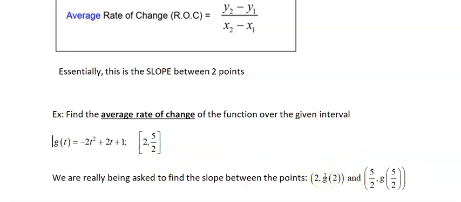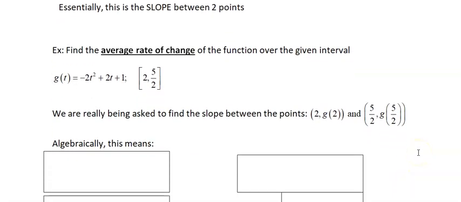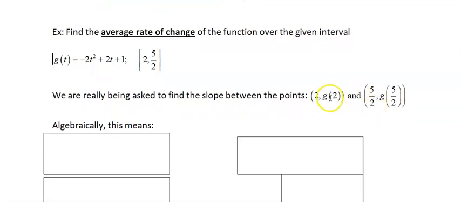Notationally, I'm going to call that the slope between the points 2, comma, g of 2, because I know that 2 is my x, and g of 2 is the y value, if you remember your function notation. And the other point is going to be 5 over 2, that's the x, and g of 5 over 2 is the y. So what kind of work do I need to show? Well, algebraically, I'm going to find g of 2. So that means taking this function and plugging in 2 for all of the t values. If you want to pause and try that, now's a good time. I'm just going to show the answer.